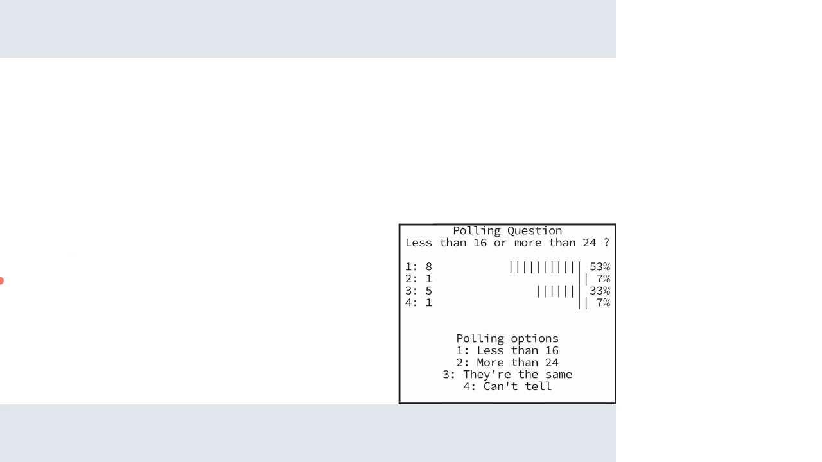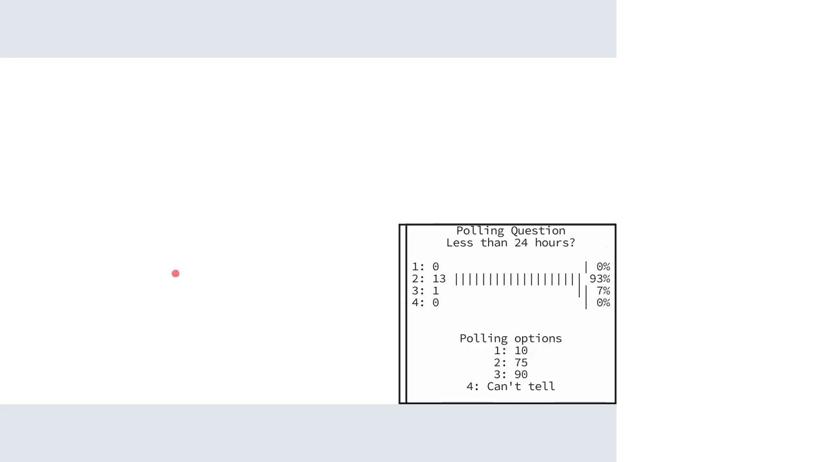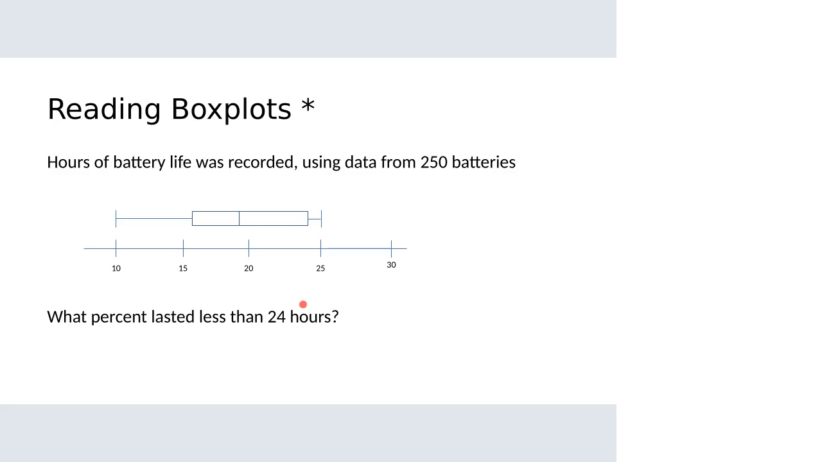See how we did on this one? All right, almost unanimous, really strong agreement here. It could be that I talked about Natalie's suggestion one slide too early, but that's okay. What percent lasted less than 24 hours?